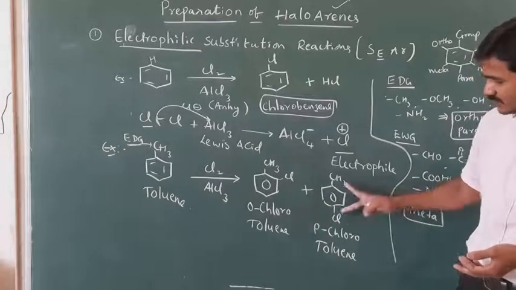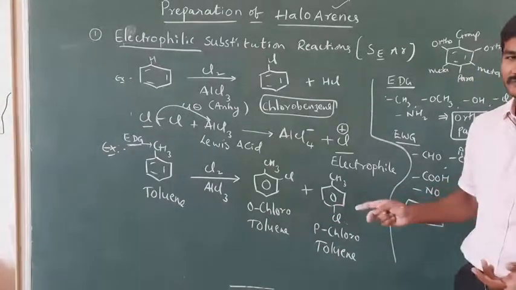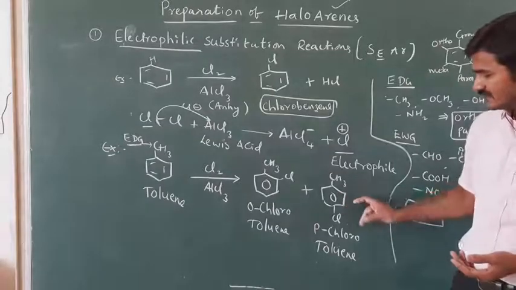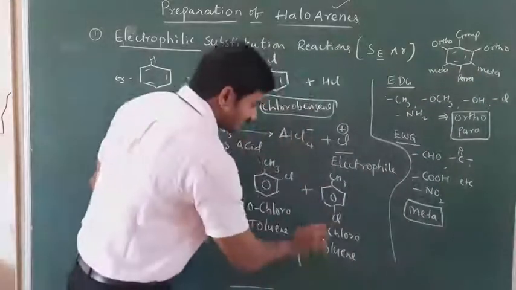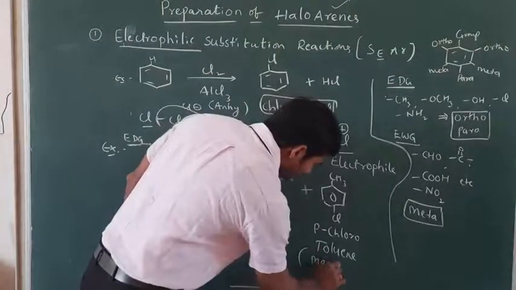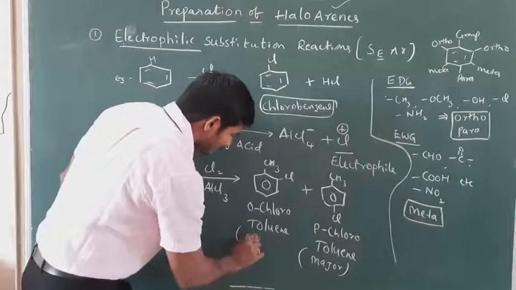If you observe, these two groups are exactly opposite. There is a far distance between these two groups. So due to less repulsion between them, it can form as the major. This is the minor.